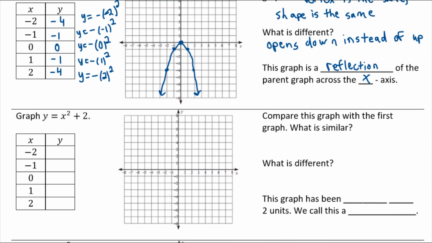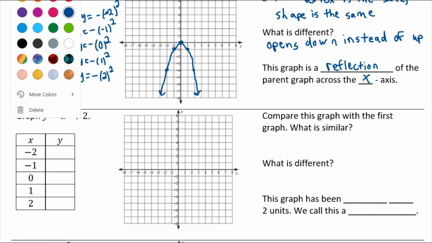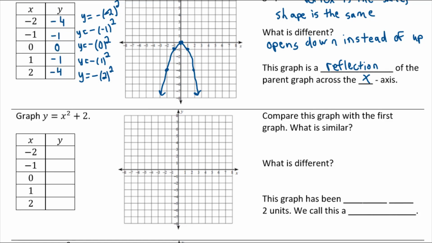Okay, so the next one we're going to look at, we've got y equals x squared, but now we have a plus 2. So one of the ways that we can be good mathematicians is we can actually try to predict what might happen to see if we're right. And if this is, again, if you're in Algebra 1 and this is your first time experiencing quadratic functions, it's okay if you don't predict correctly. What's important is that you learn from what happens.